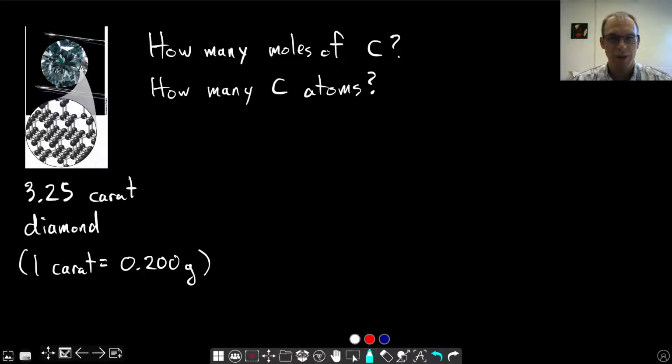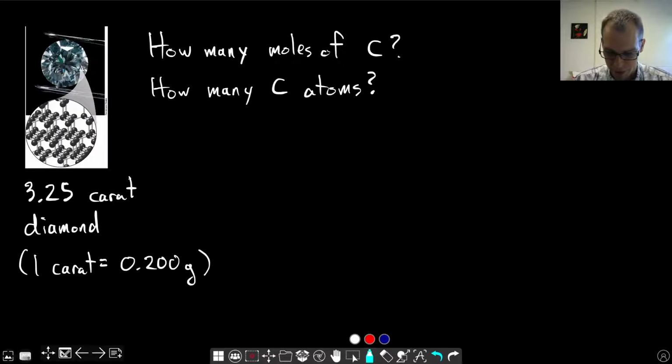And we can answer questions like, well, in this 3.25 carat diamond, how many moles of carbon are there, and how many carbon atoms does that correspond to? So let's go through this example of how we can actually use the idea of a mole and molar masses to answer questions like how many atoms are there in this diamond. So our first step is to convert our carats to grams.